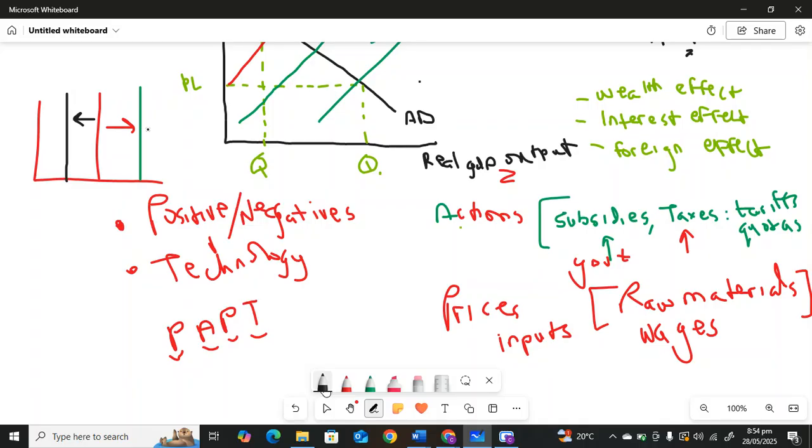But price level won't have an effect, because wages and costs are adjusting accordingly to the price levels the products are selling at. Any questions?